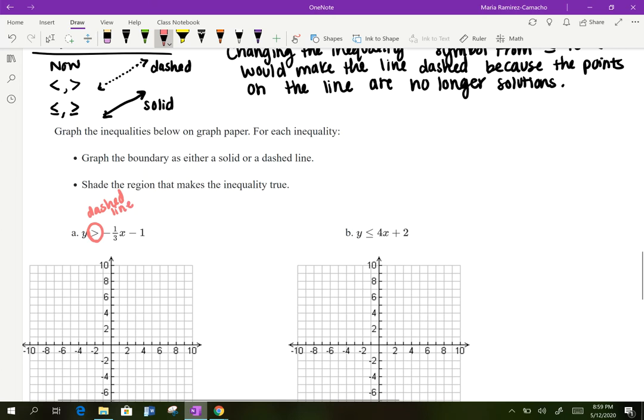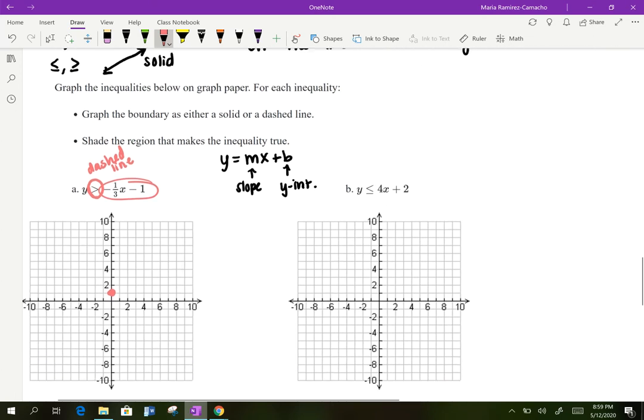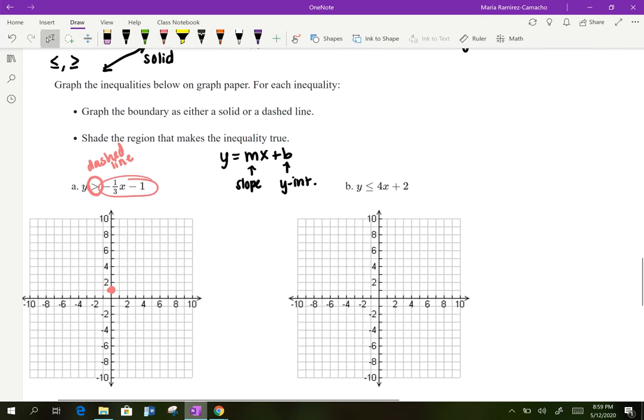What line are we going to graph? We're going to graph y equals -1/3 x minus 1, and I told you a little earlier in the video that anytime you have a linear equation, your m is your slope and your b is your y-intercept. So if I want to graph this line, my y-intercept is at -1, my slope is -1/3, so if I make a slope triangle, I'm going to go down 1 and over 3, and I can draw a straight line.